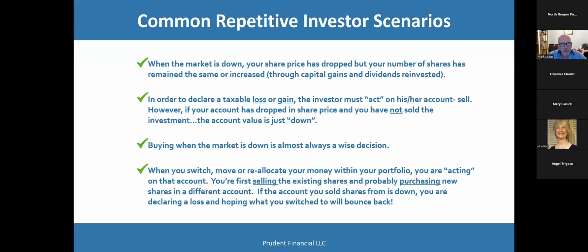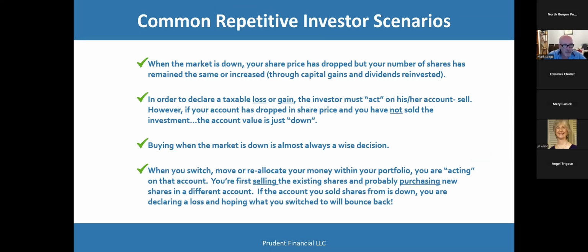So let's talk about some of the common elements, what I call common repetitive investor scenarios. When the market's down, prices have dropped, the number of shares generally remains the same unless you're continuing to add dollars to them by doing dollar cost averaging or you're doing some reinvestment of capital gains and dividends. So these are just common elements that are occurring on an ongoing basis.